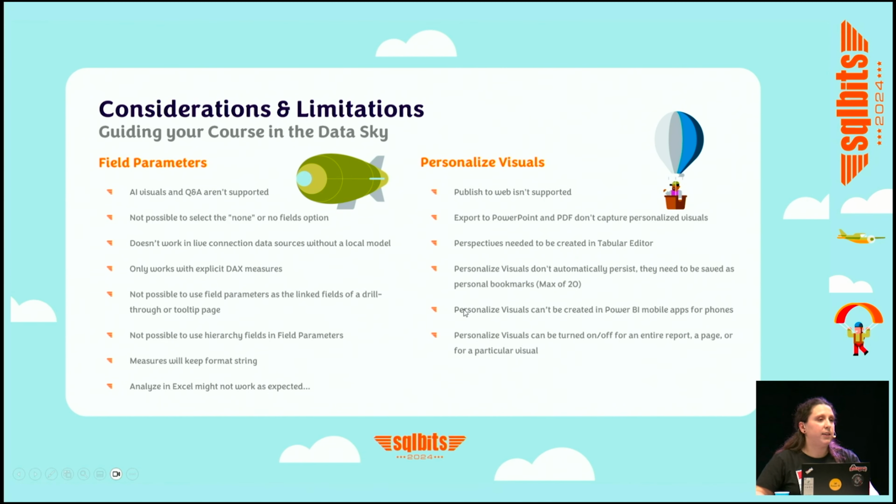So that's it, but just to know that there are some limitations in some of the approaches. In this case, I will highlight some of them. Field parameters don't support AI visuals, only work with explicit DAX measures, so make sure that you build your measures in the model, and the measures will keep the format string. On the other hand, Personal Visuals has a limitation to export to PowerPoint and PDF, and bookmarks have a limitation of only 20 personal bookmarks. I think these are the most important ones.